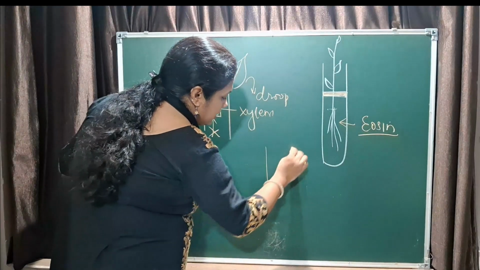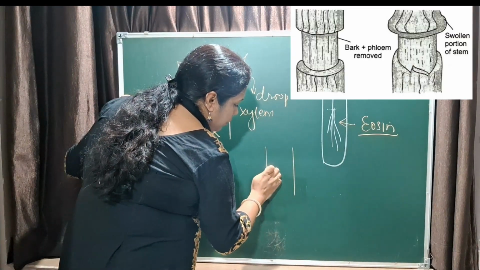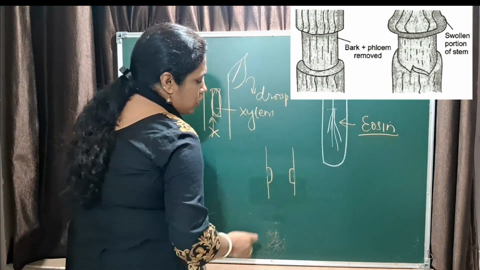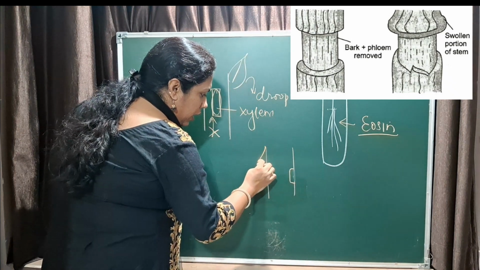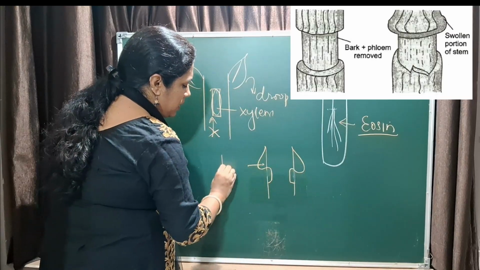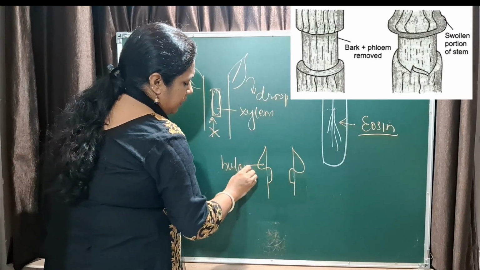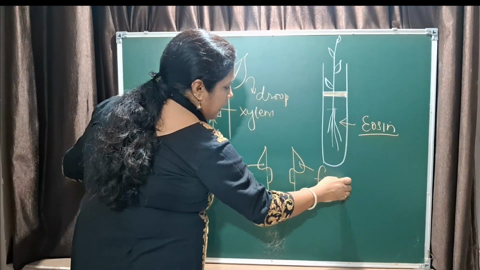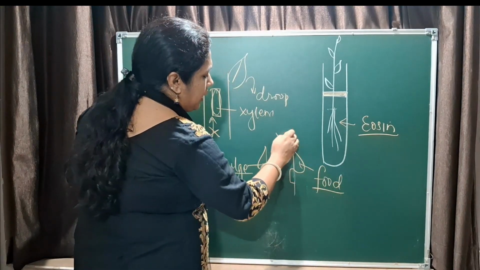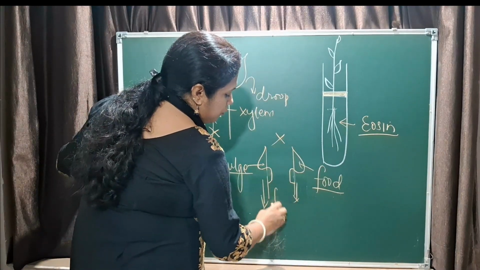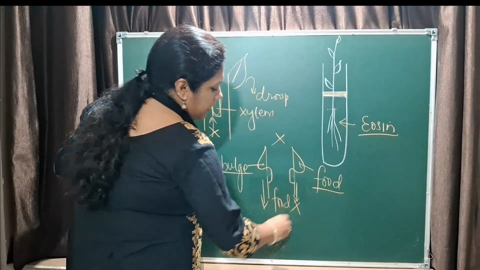Similarly, if you take a stem and cut an outer portion of it, this is called the girdling experiment. So, what will happen? The accumulation of food will start taking place, and there you will find a bulge in a certain period of time, showing that the food is getting accumulated here, and later on you will find that the plant dies because the root is not getting the food.